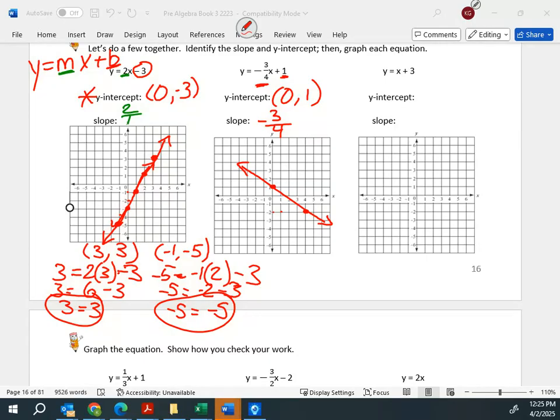Let's look at our last one. Y equals x plus 3. What is my y-intercept? Harper? 0, 3. Because my y-intercept is that b at the end. What is my slope? What do you think, Graham? 1 over 1. Very good.